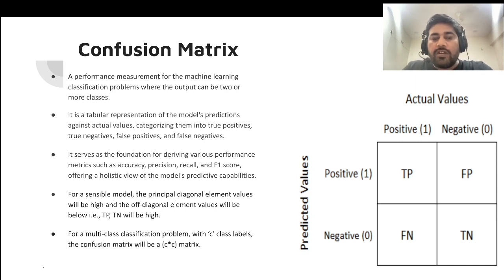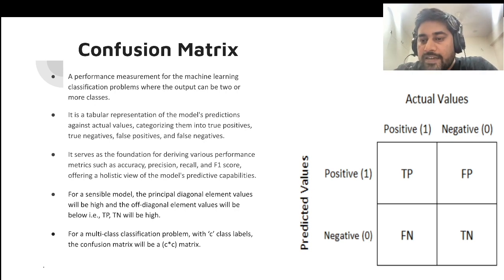For a sensible model, the principal diagonal should be high, and the off-diagonal entries, FP and FN, should be low. And for a multi-class classification problem with C classes, it would be a C by C matrix.